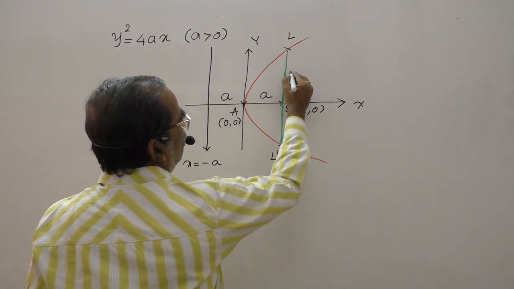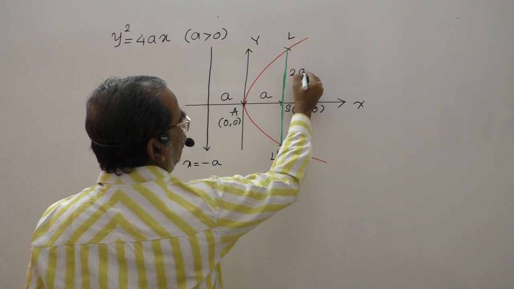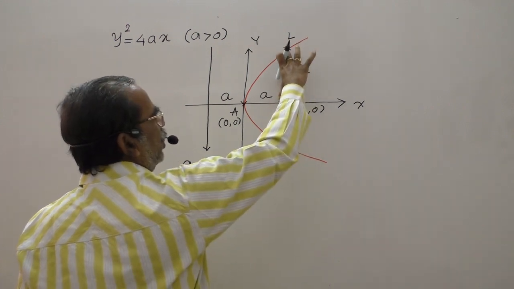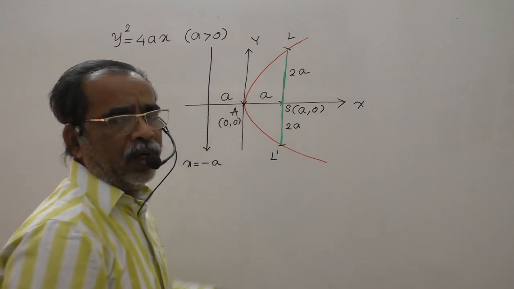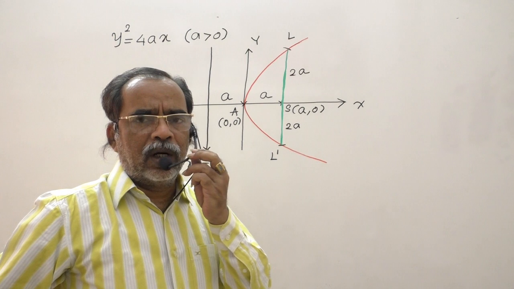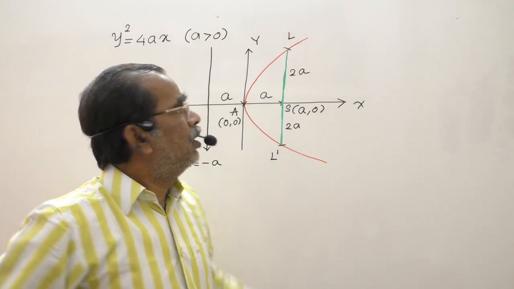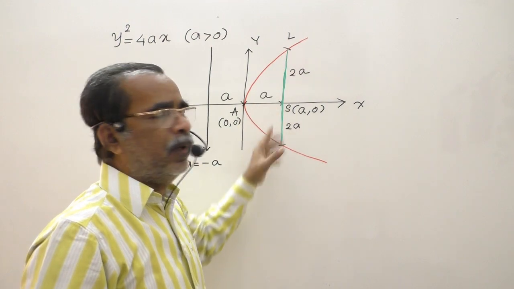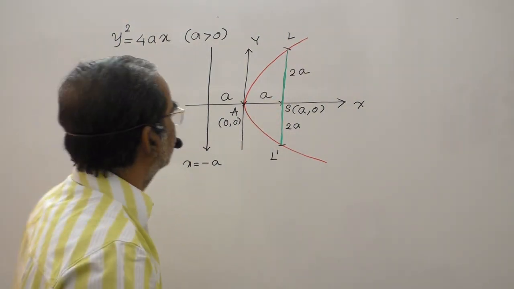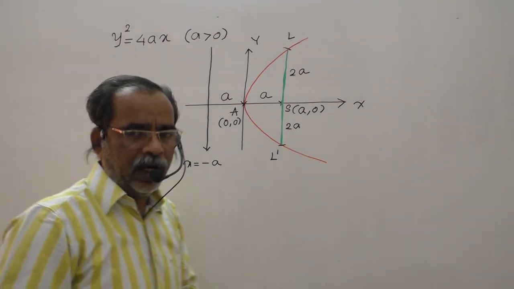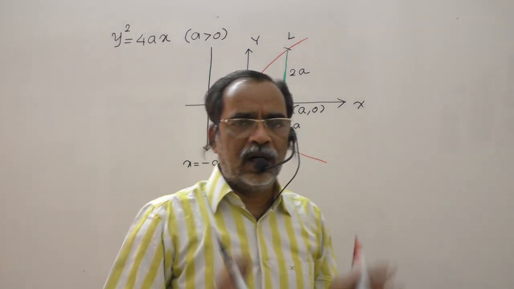What is the length of the latus rectum? The length of the latus rectum is 4a. That means this portion is 2a and this is also 2a, because it is a double ordinate. Double ordinate means it is perpendicular to the axis. This curve will be symmetric about the x-axis. So these are the details of this parabola we have seen in the last class.